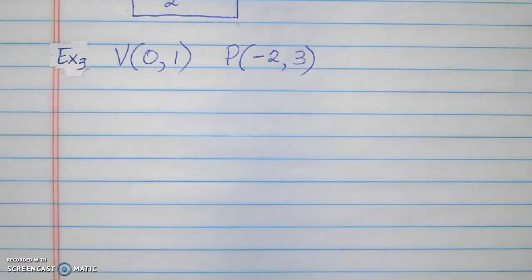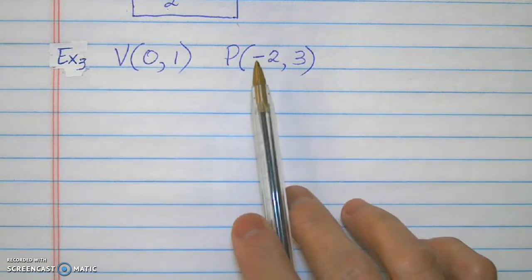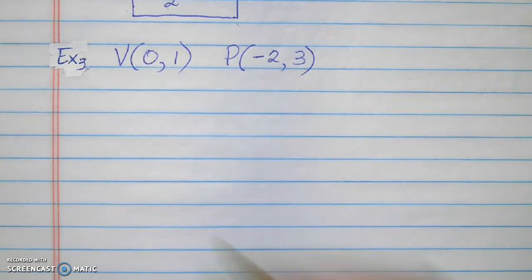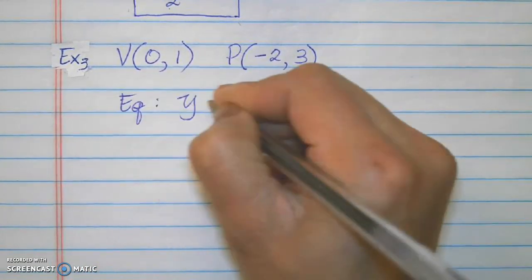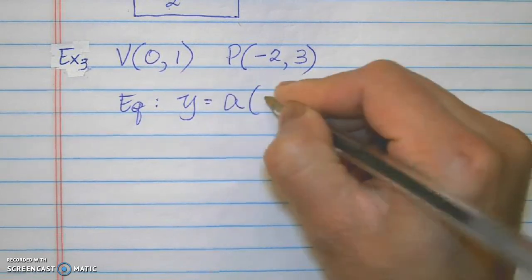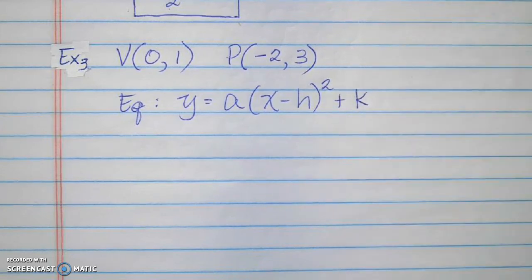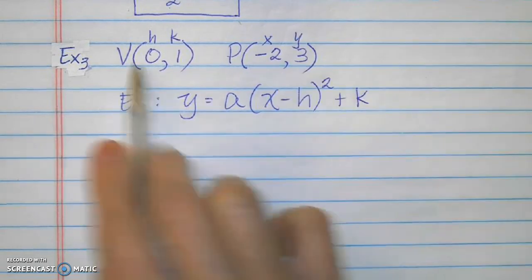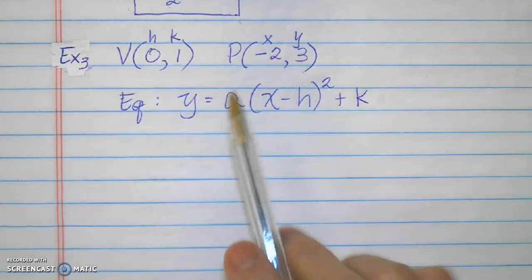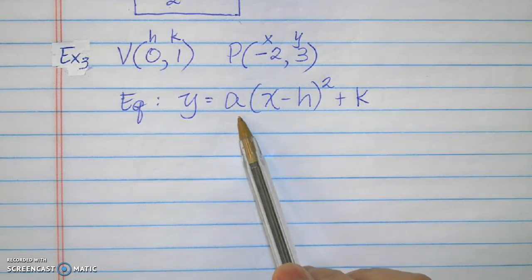Okay, our last example, example 3, has a vertex of 0, 1, and a point of negative 2, 3. So our equation again is y equals a times x minus h squared plus k. You know that this is your hk, this is your xy. We substitute them all to get the a. Again, a is important because you wanted to know how it opens. Does it open up? Does it open down? Is it wide? Is it narrow?